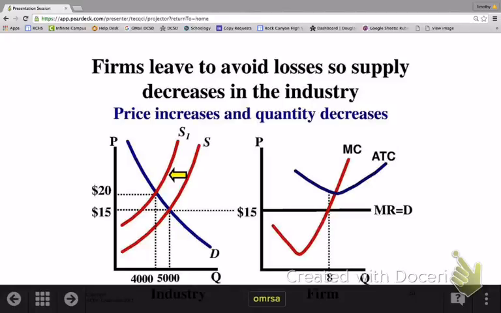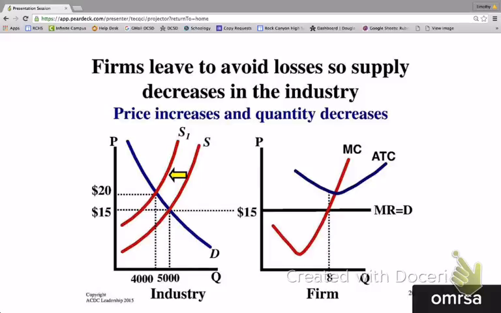Firms are going to leave the industry to avoid losses, so supply will decrease in the industry, shifting the supply curve to the left. That means there will be a higher price of $20 and reduced output in the industry, going from 5,000 to 4,000.